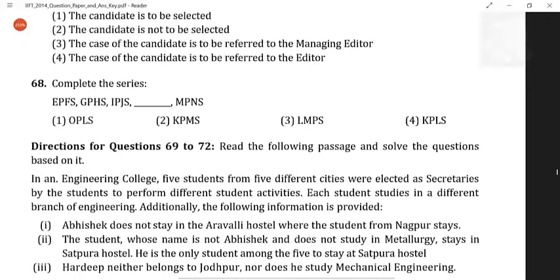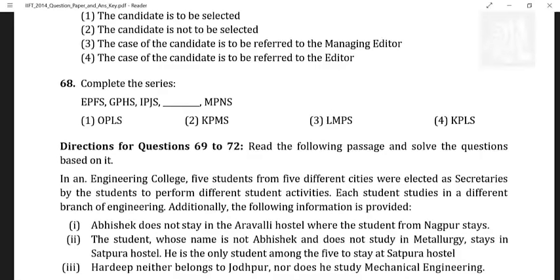Complete the series. Look at the first letter only. E becomes G, F G. G becomes I, H I. I will become J K. K is the answer. K mein do hi hai. Time waste nahi karne ka.